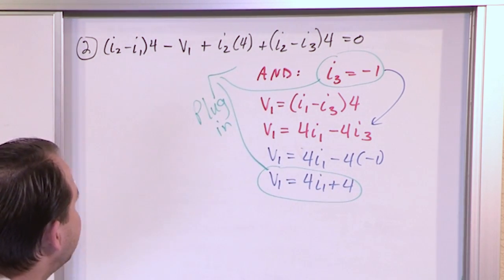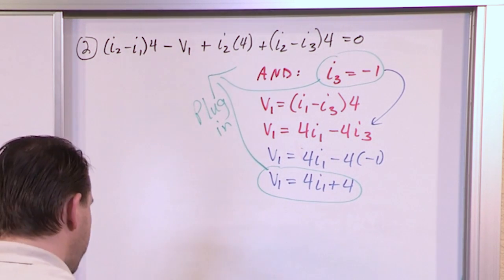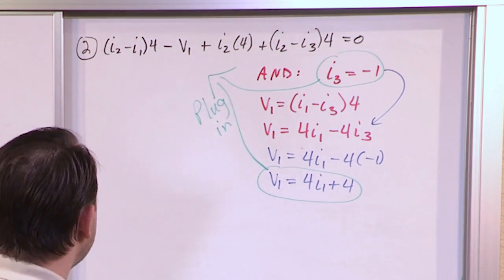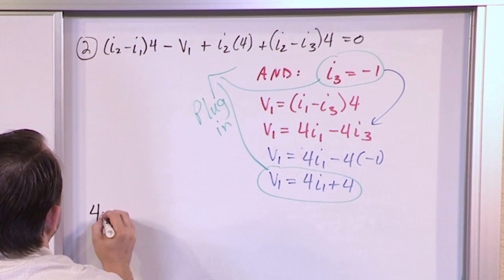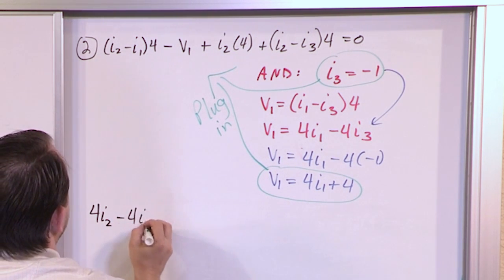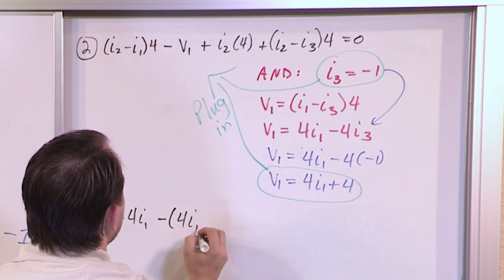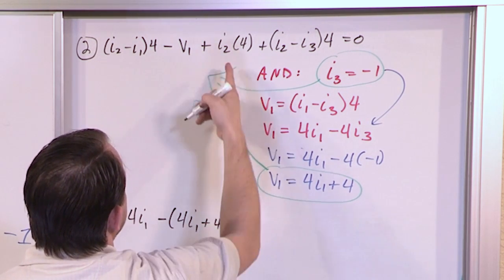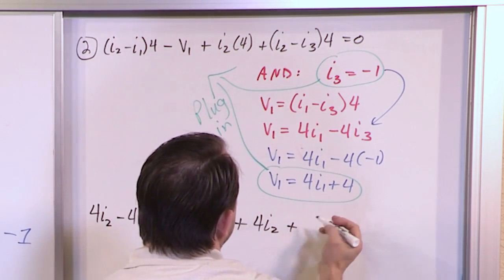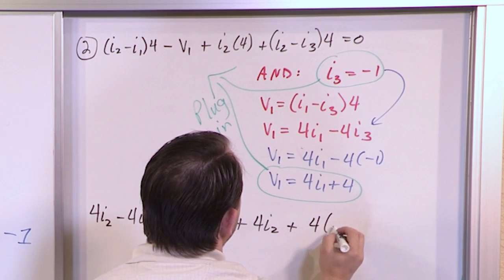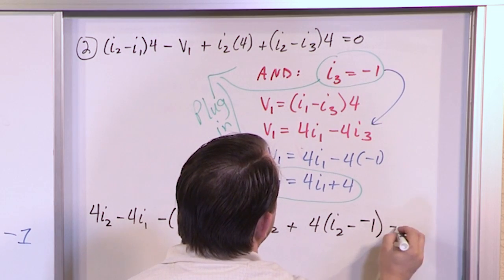And when we do that, we should end up with a nice equation that gels well with the equation that we already wrote, and we'll be able to solve the whole thing. So let's go ahead and plug that in right now. When you distribute this in, it's going to be 4 times I2 minus 4 times I1 minus V1, which is defined to be 4I1 plus 4, plus 4 times I2 plus, this guy, let's just leave it alone for a second. We'll put the 4 out front and say I2 minus I3, but I3 we know to be negative 1, equals 0.